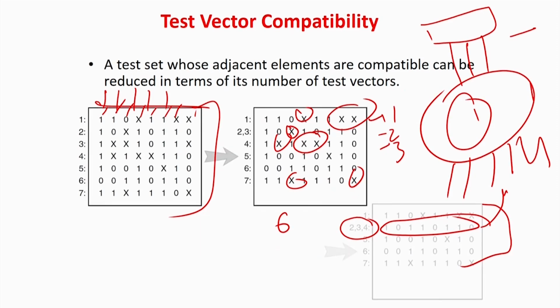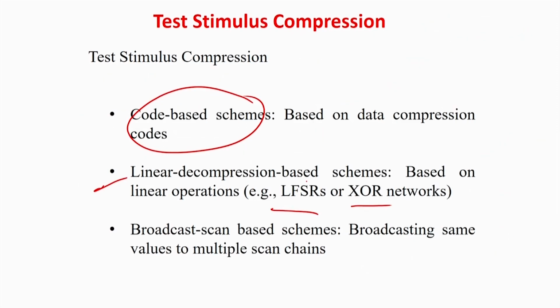The interesting point is that linear decompression based schemes use LFSRs or XOR networks. If you do not have the background, just study linear feedback shift registers or linear combinational circuits in any textbook on digital testing or digital design. They have very interesting properties, like LFSRs with primitive polynomials. There are certain polynomials which, when loaded into the LFSR as seed, generate all possible patterns, exhaustive pattern generators, without using a counter.